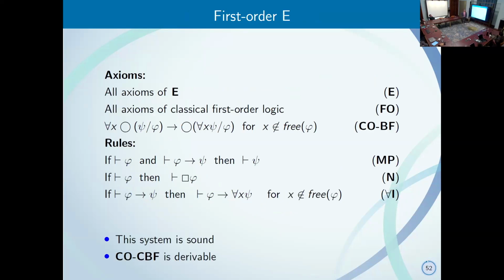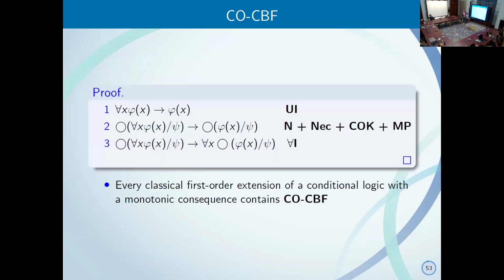So a first order extension of such a logic, and this would happen in other conditional logics as well, must include the Barcan formula if you don't place any extra restrictions, because basically as soon as you have something like a monotonic consequence, it will happen again that if you have constant domains, they satisfy the same if we put the universal quantifier outside or inside. So this system is sound, and the conditional converse Barcan formula is derivable. You can see this here.